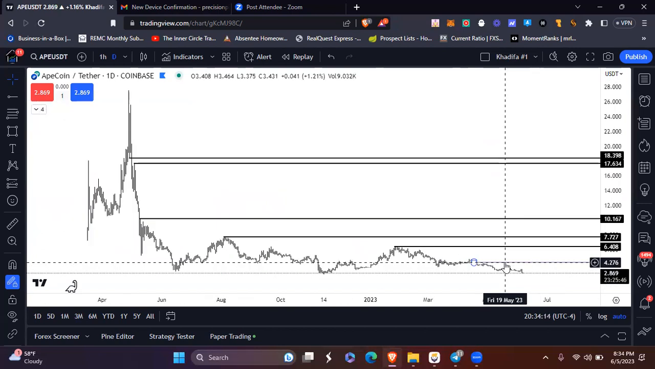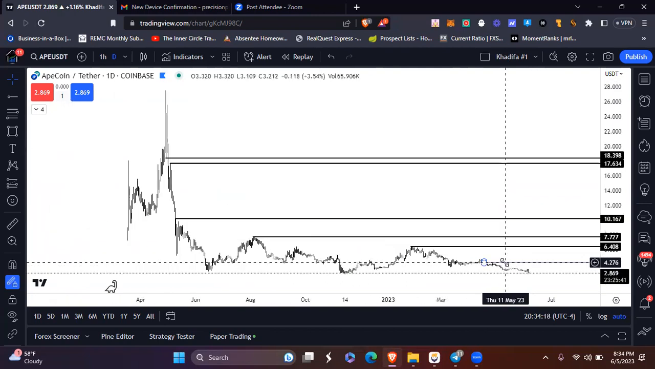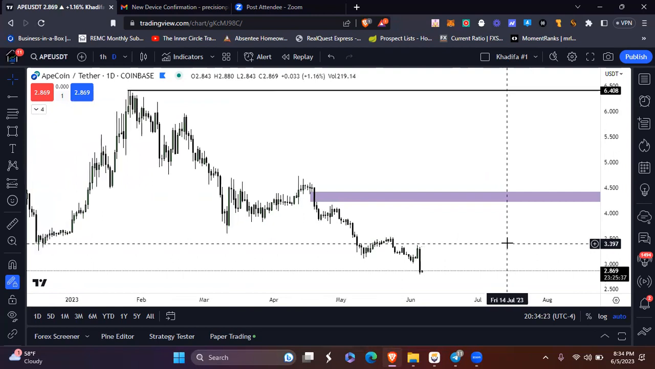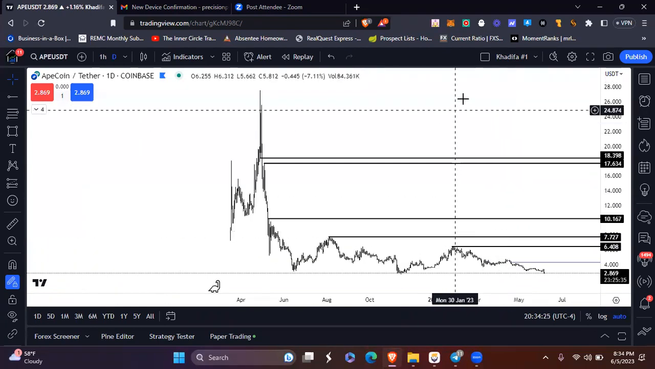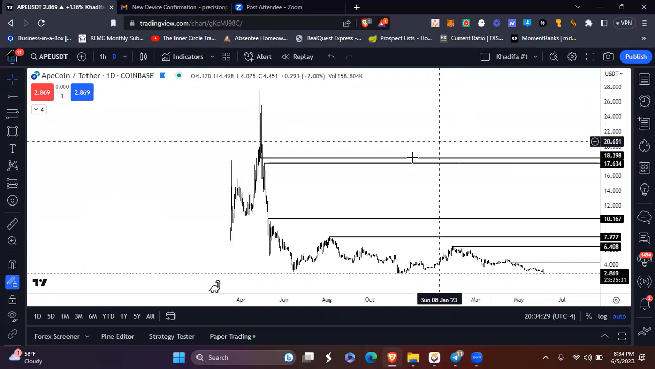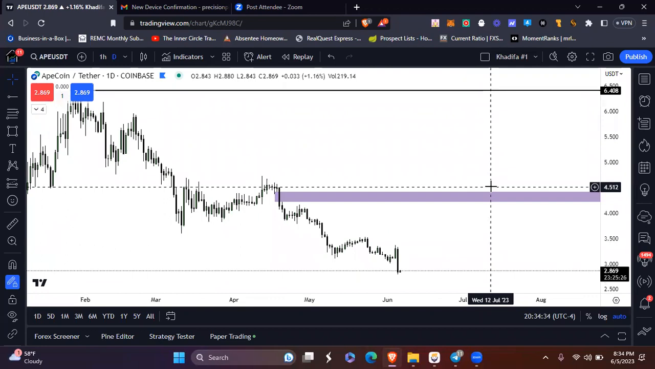Whenever we get past all this regulation that they want to do, and once we start seeing things pumping again, I don't see a problem with us breaking ApeCoin's all-time high. Take it for what it's worth. I'm still DCAing.